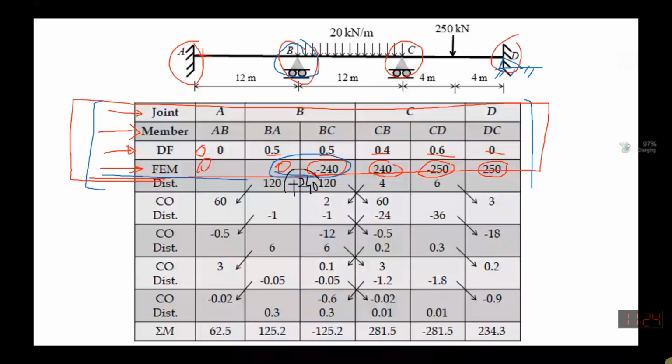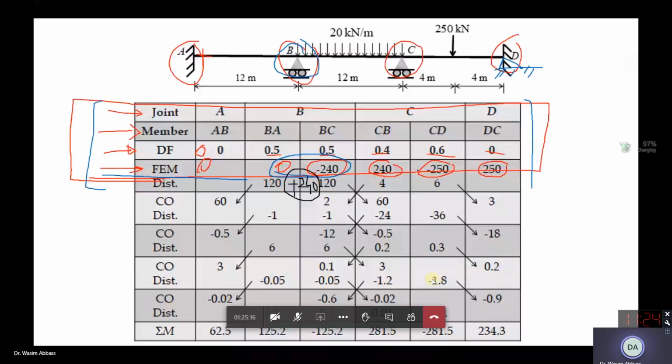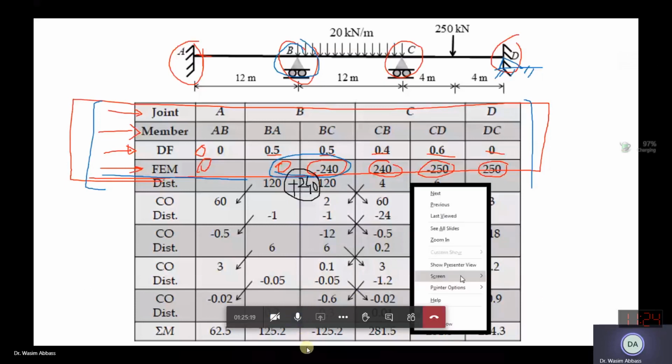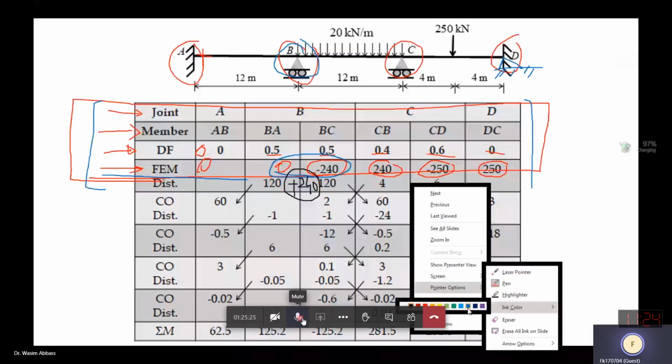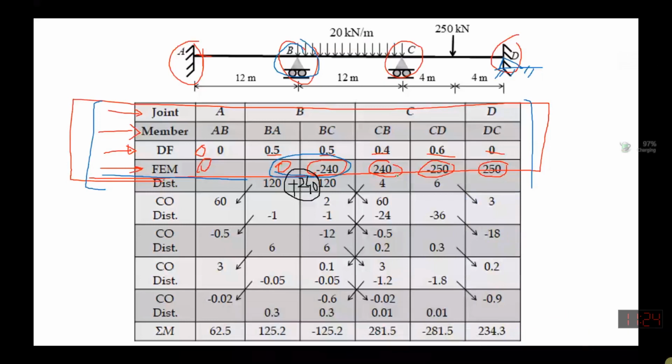Again, we'll go to joint C and see how much is the unbalancing moment at joint C. Can anybody tell me? Minus 10, yes. So minus 10 is the unbalancing moment and plus 10 is our counterbalancing moment, which will be distributed by 4 and 6. This is the trickiest part within the moment distribution method: you find the counterbalancing moment at each joint. Here we need 10 kilonewton meter, and here we need plus 240 as counterbalancing.